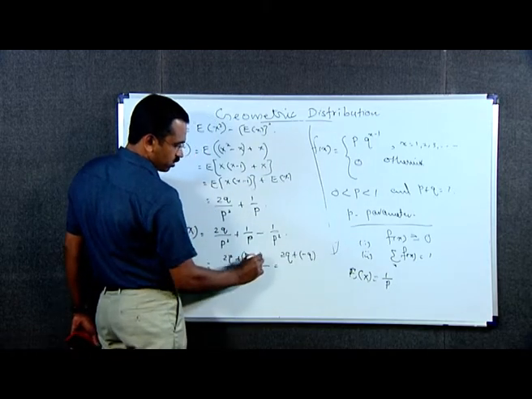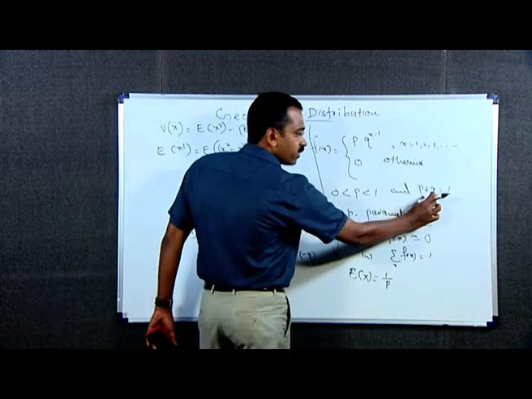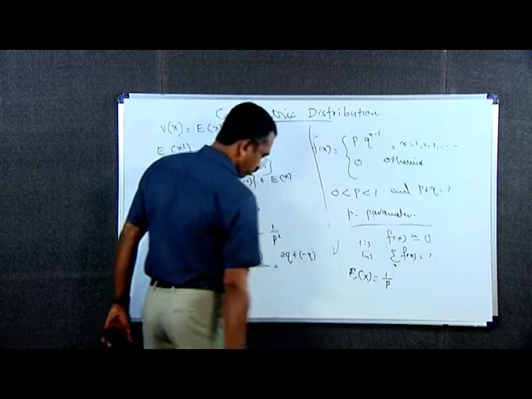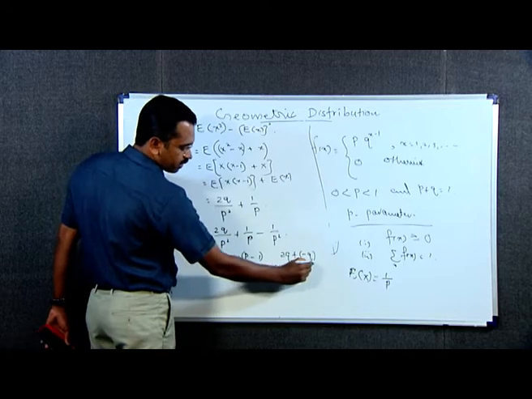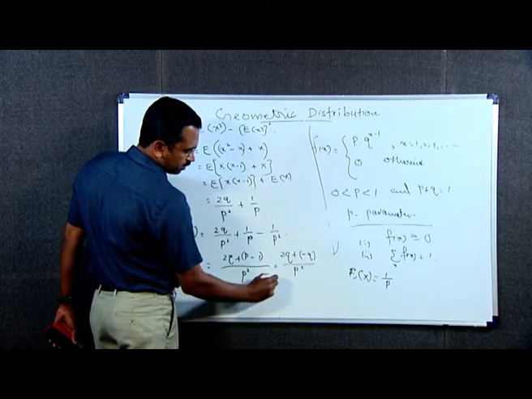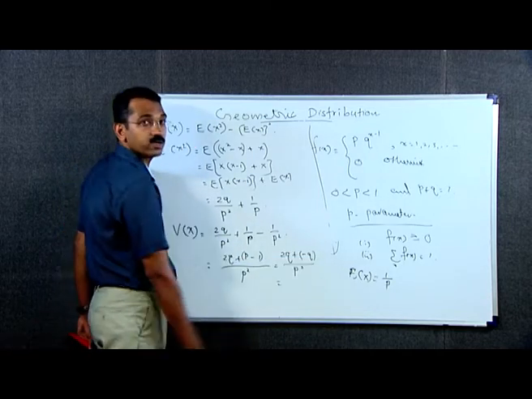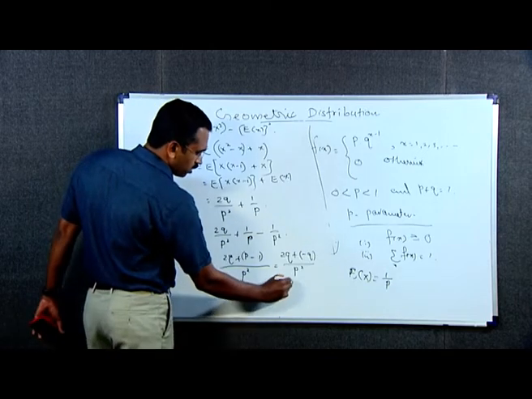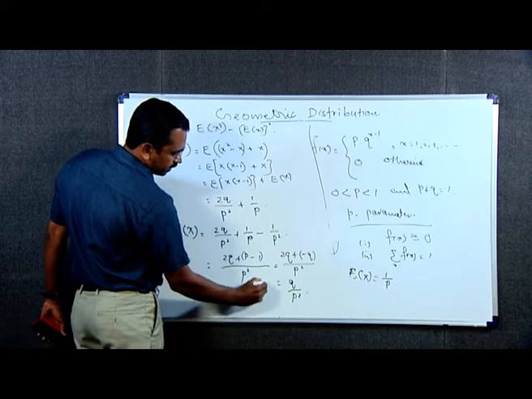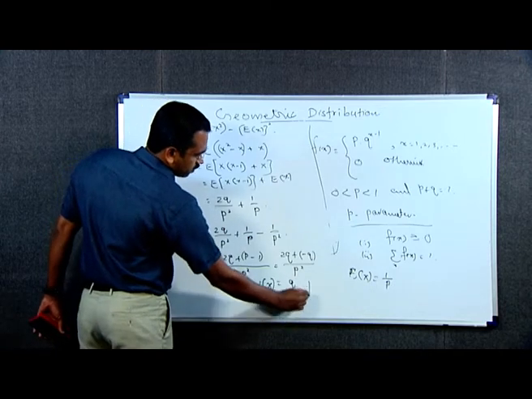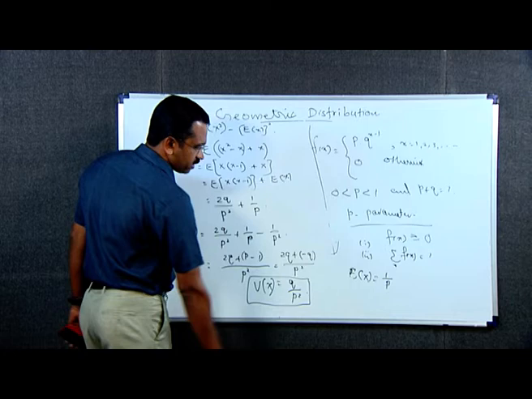Here p minus 1 is equal to minus q. Therefore, this is equal to 2q plus minus q divided by p square, that is 2q minus q is 1q divided by p square. This is the variance of a geometric distribution.